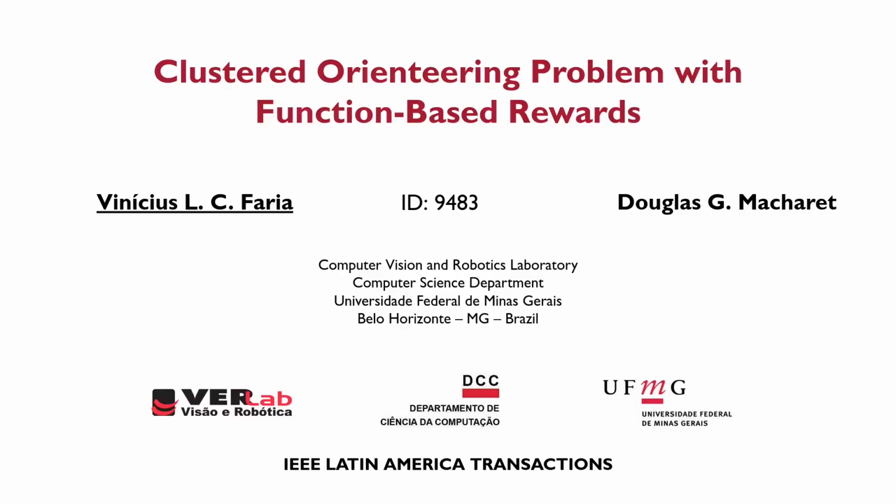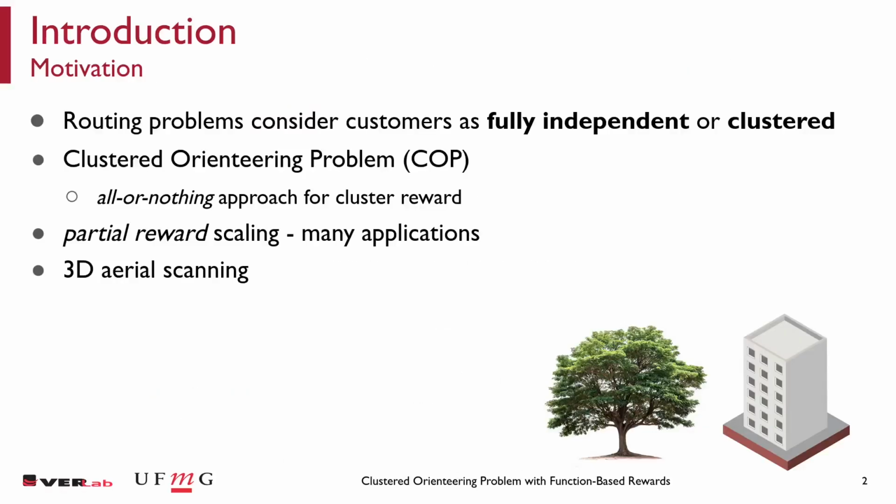I'm from UFMG, Brazil, and today I'll be talking about a new variant we propose called the clustered orienteering problem with function-based rewards. So, most routing problems consider the customers as fully independent or clustered, meaning they are brought together in some way. For example, the clustered orienteering problem groups customers and takes on an all or nothing approach. But what about partial reward scaling? Meaning we have different clusters and each of them scale their reward differently.